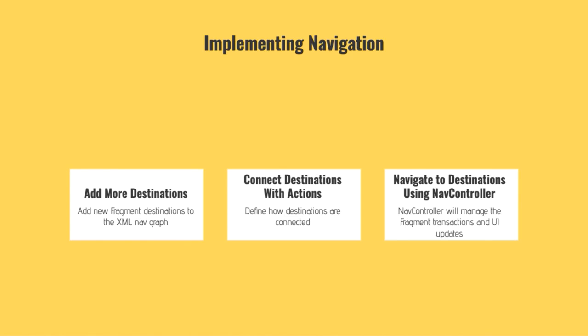Now, once we have the graph set up and we have a start destination, we can start to add more destinations. So if we only had one destination, there'd be no reason to use the navigation component because there wouldn't be any navigation. So we will add some more destinations within our nav graph XML file. We'll then connect those destinations with actions, and that action can then be used by the NavController to navigate between destinations.